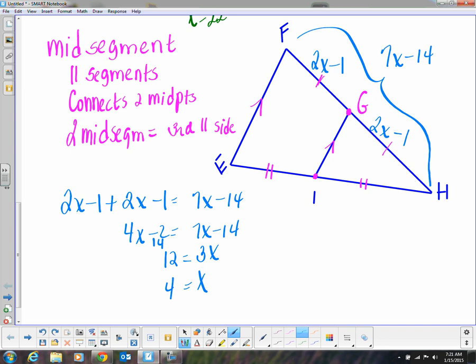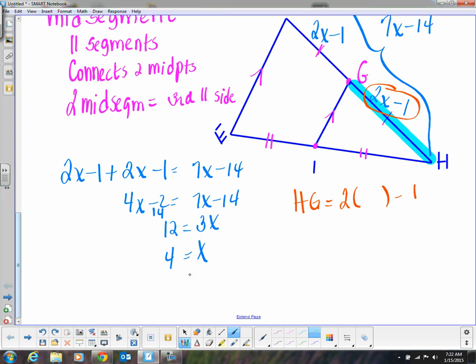HG. How do I find HG? Eric, how do I find HG? 2x minus 1 plus 2x minus 1, wait a minute. Hey, what is HG? HG is 2x minus 1, right? And see, we already went to where you were. And what have we since found? That x is what? So how am I going to find HG? Exactly. So 2 times 4 is 8, minus 1 is 7.